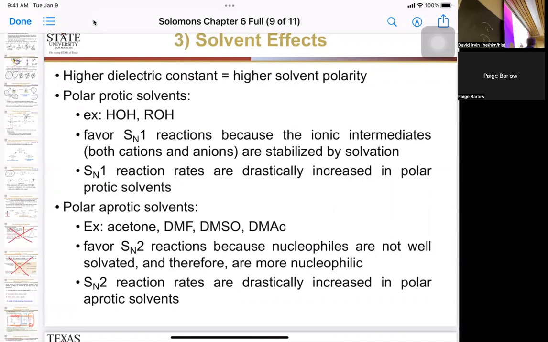Now, if you have aprotic solvents, acetone, DMF, DMSO, it favors the SN2 reaction because it doesn't support the cation. It doesn't support the cation, and therefore it forces the nucleophile to be more nucleophilic and makes it only do SN2. Aprotic solvents will do SN2 on secondary substrates. Protic solvents will do SN1 on secondary substrates.